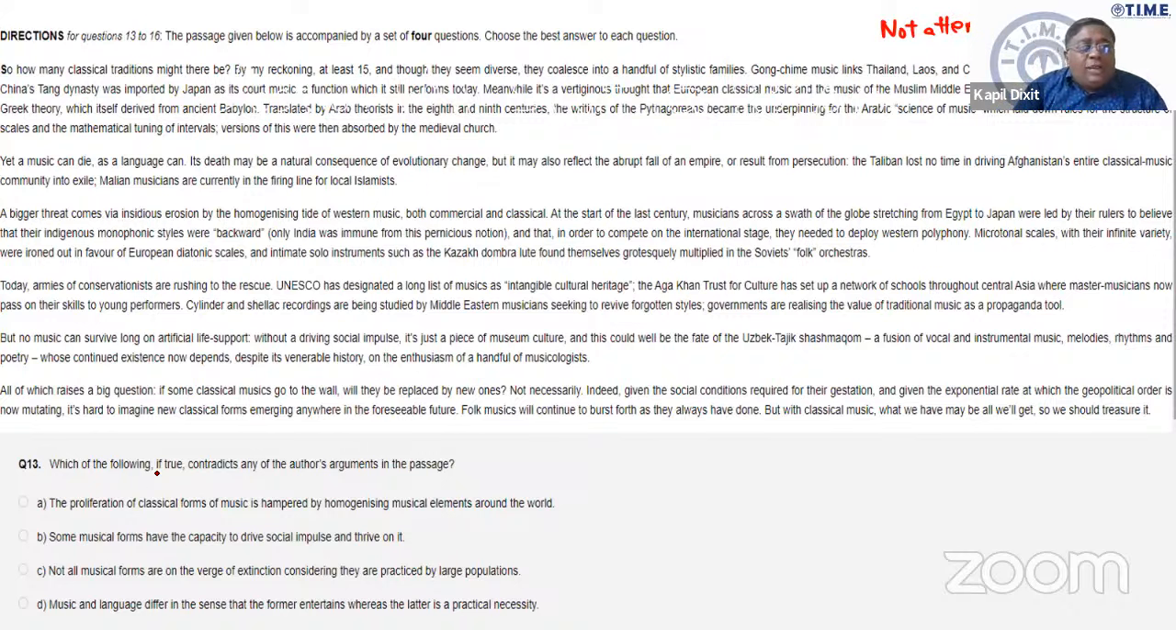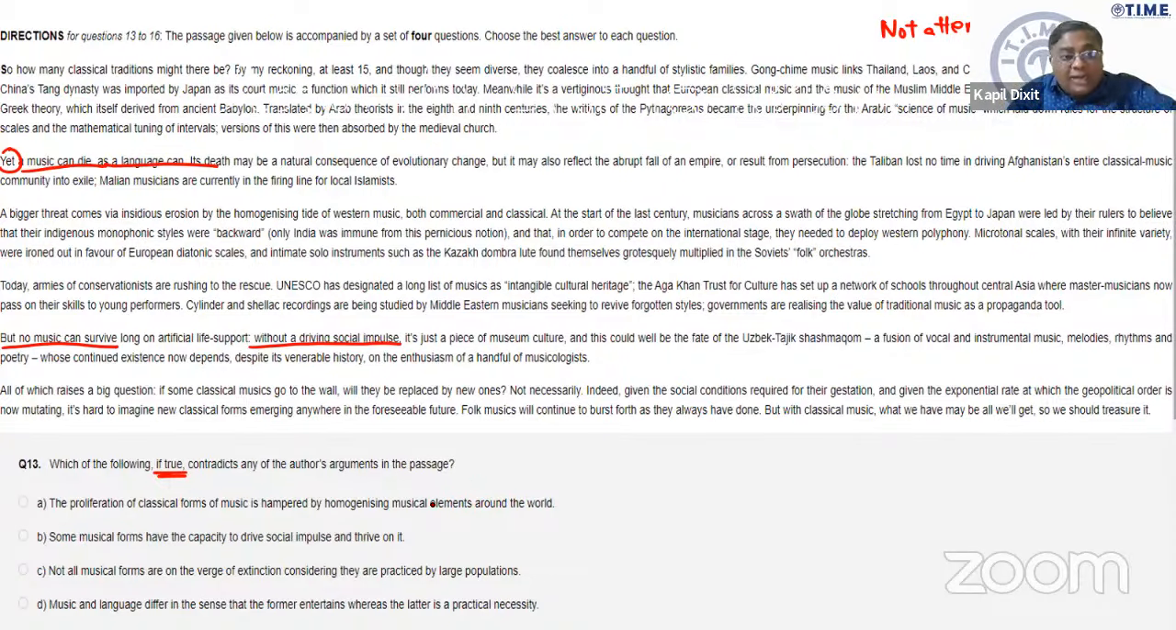Okay. Which of the following, if true, contradicts any of the author's arguments in the passage? Now, what is the author's argument in the passage? See, the author's argument in the passage says very clearly, yet a music can die, and as a language can. He says it will surely die. It also says no music can survive long on artificial life support without a driving social impulse.